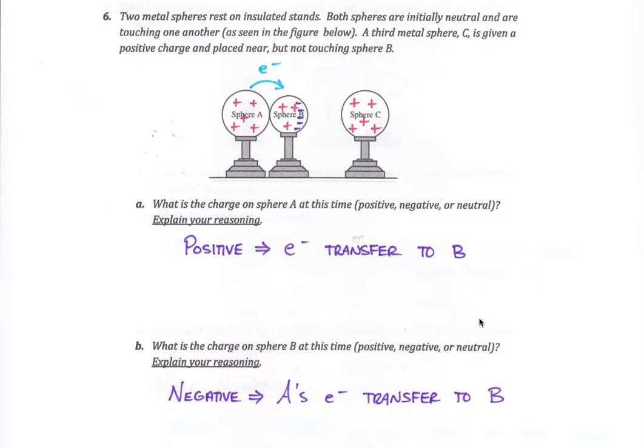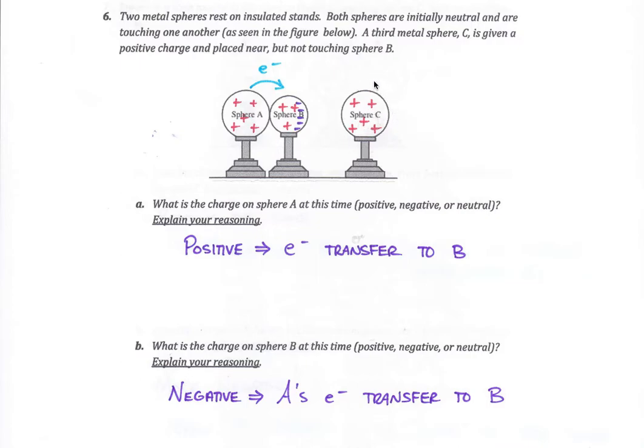When it comes to number 6, we're given two metal spheres. Two metal spheres rest on insulated stands. So we have two metal spheres. These are insulators, so we don't worry about the electrons traveling to the ground. They're initially neutral and are touching one another. A third metal sphere, which is C, is given a positive charge and placed in the air but not touching.